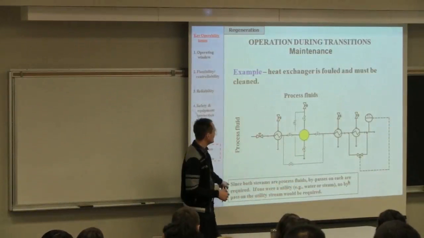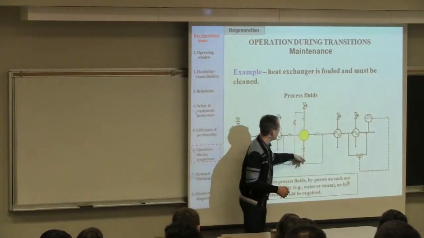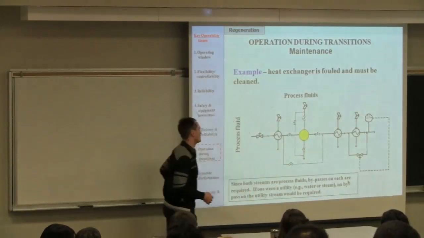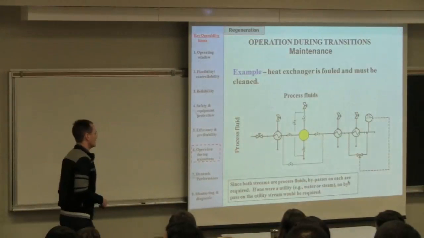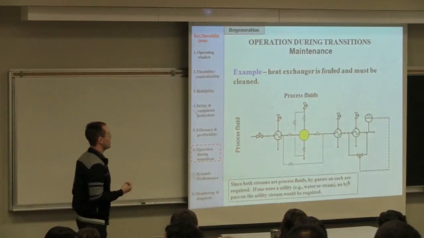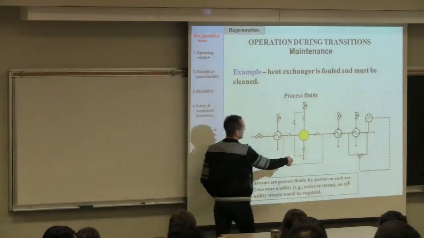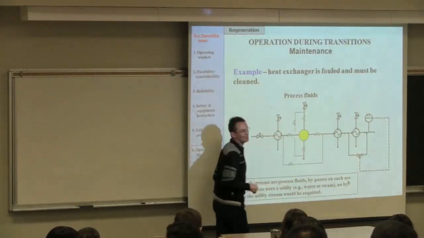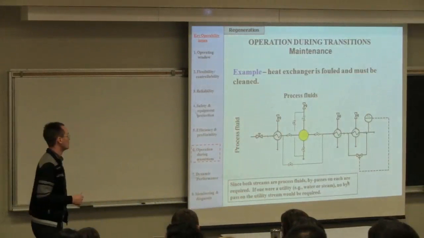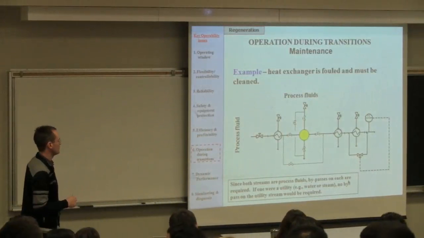Though the comment here is, if this was, say, steam or some other utility, or cooling water, we typically won't bypass those like that. But my feed, if this is a process stream, I do need to bypass so that I can keep sending this feed on to a downstream unit that's relying on it. Whereas a utility, I can shut down steam or cooling water for a period of time without affecting the process.